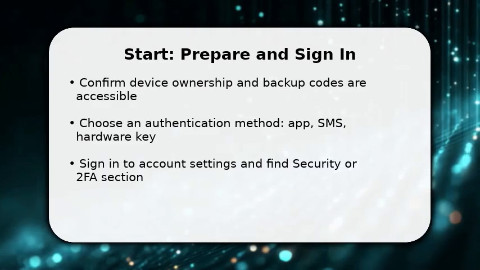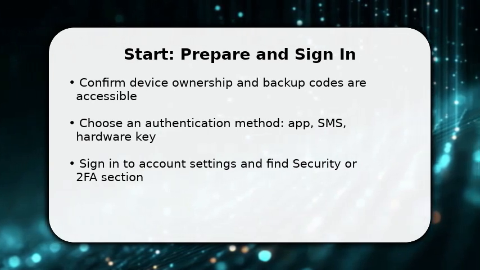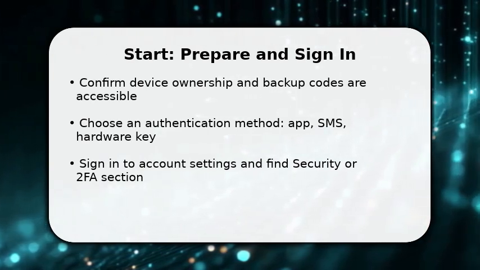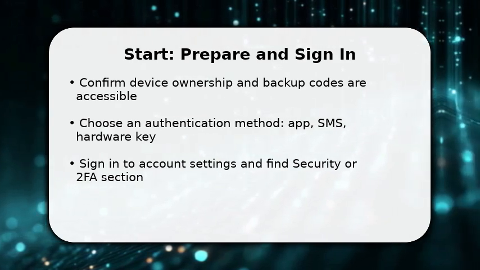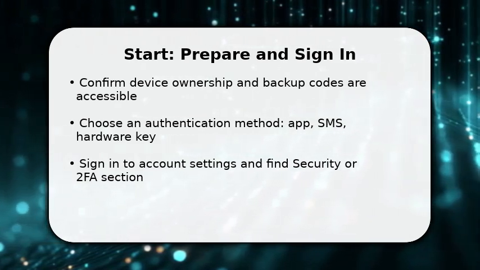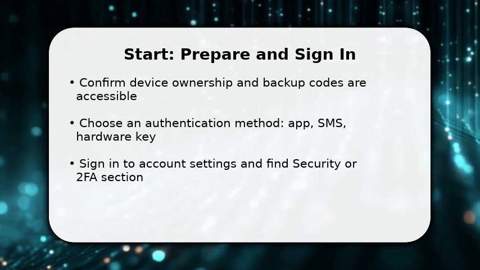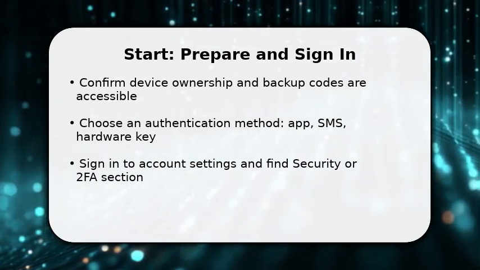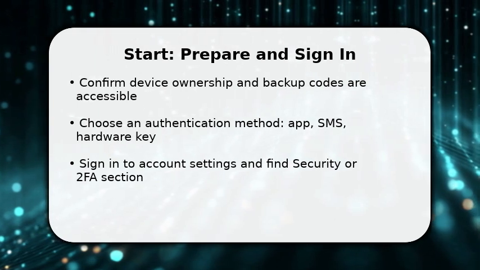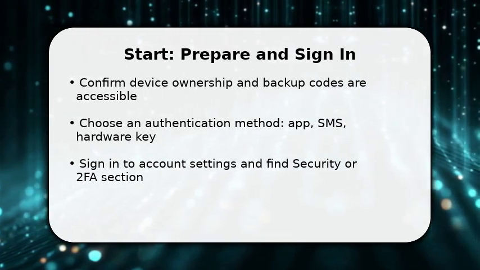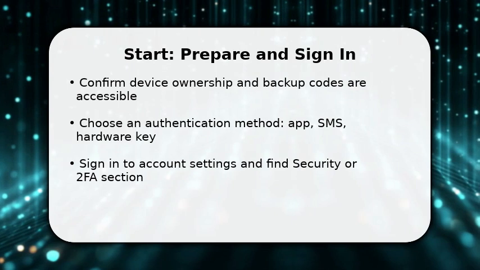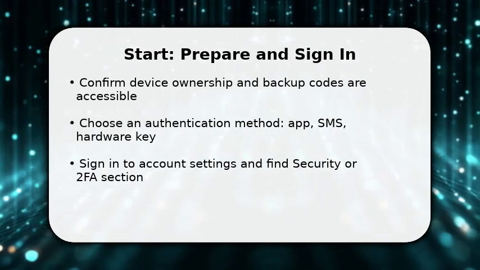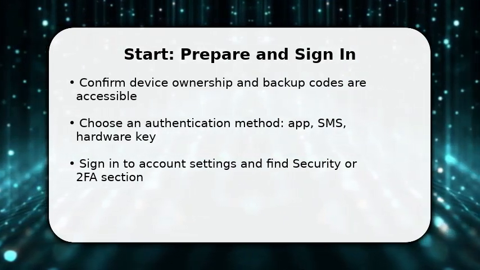You'll begin by confirming you control the account and have a device ready. Sign in, then navigate directly to security or two-factor authentication. This puts you in the right pane. Choose your preferred method, an Authenticator app, SMS, or hardware key, because each balances convenience and security differently. Once selected, make sure backup codes are saved offline. They're your fallback. If you're using an app, be ready to scan a QR code or enter a numeric code.